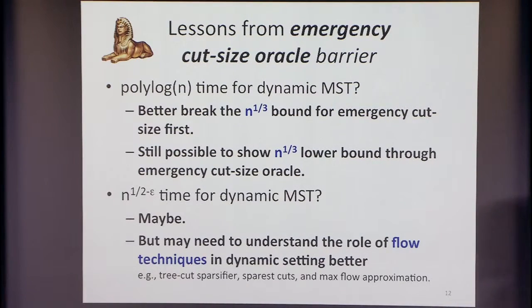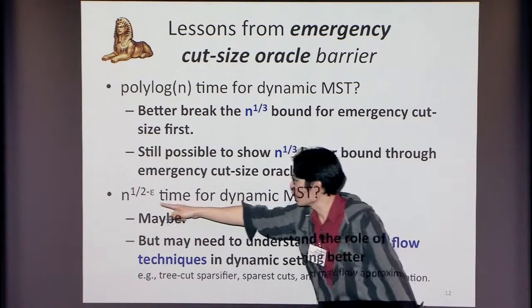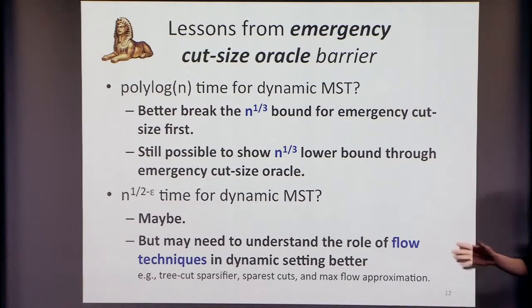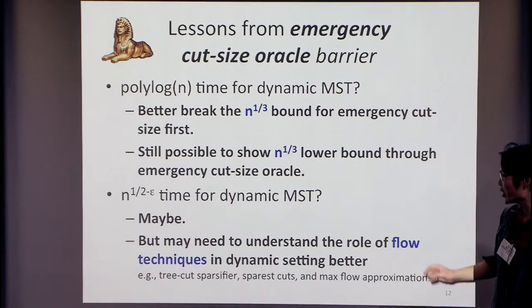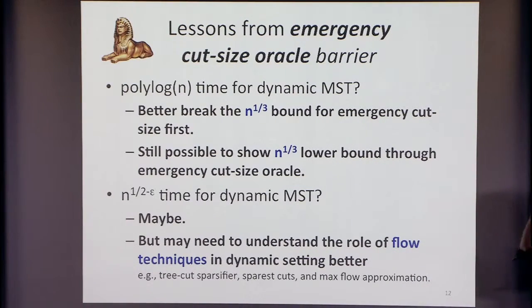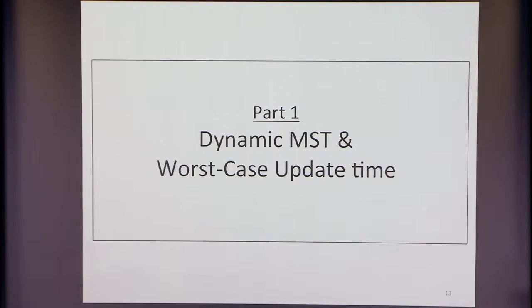And probably the weaker question is, can you actually just break this root n time? It's kind of the base algorithm right now for dynamic MST. And the answer is maybe. But if you really want to do it, what we learned from here is that maybe you need to know flow techniques better in the dynamic setting. And the bad news is it's not really well understood in the dynamic setting. So if you really want to prove an upper bound, maybe you have to understand this more. And again, if you don't understand anything I'm saying, hopefully I will make you understand in the rest of the talk.